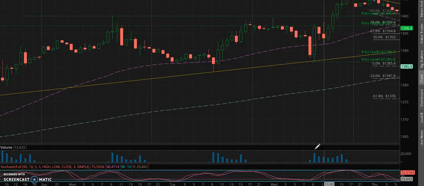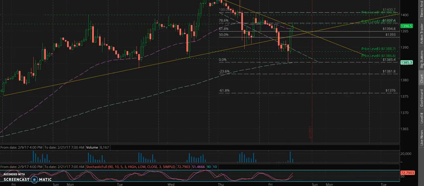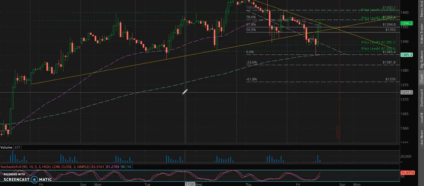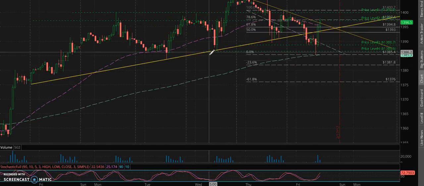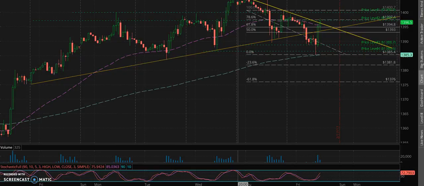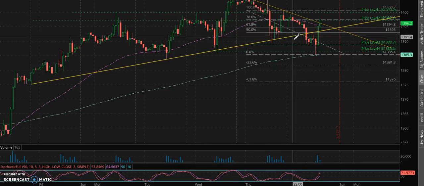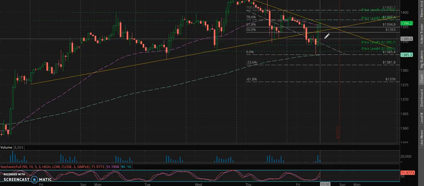So if you look back over the last couple of days, we've gotten consistent higher lows, consistent bulls on this trend line here, and they brought it up to 1406. Once it reached 1406, it started its little downward move here, and eventually broke through that bullish trend line.